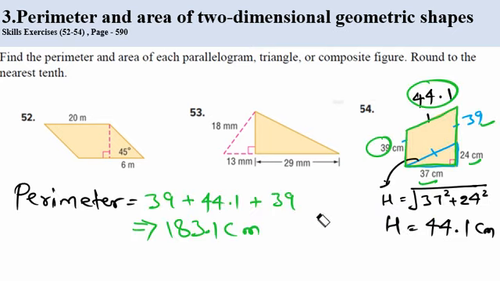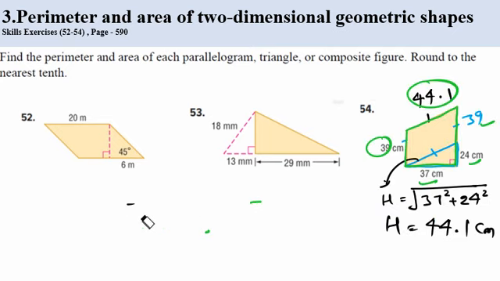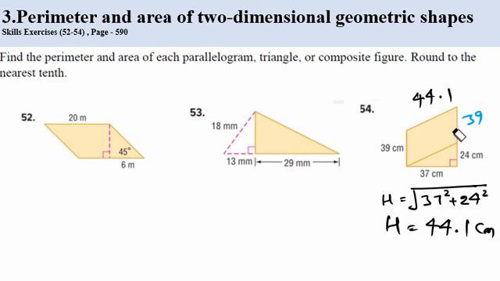Now what about the area? For the area, I will have to find two areas. I will have to find the area of a parallelogram, and I will have to find the area of the triangle. Now we know all the sides. So let's try to find the area of the parallelogram first. The area of a parallelogram is length multiply width, right?